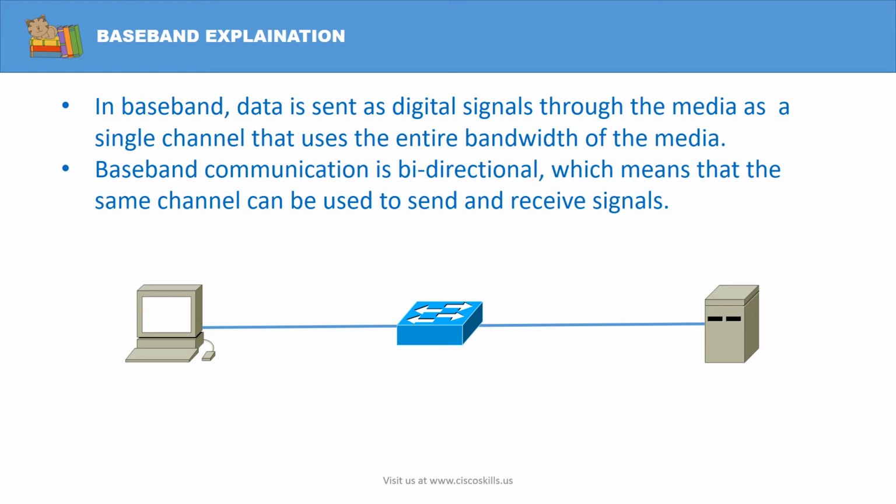As you know, Ethernet uses baseband to transfer data. So what is baseband? In baseband, data is sent as digital signals through the media as a single channel that uses the entire bandwidth of the media. Baseband communication is bidirectional, which means that the same channel can be used to send and receive signals.